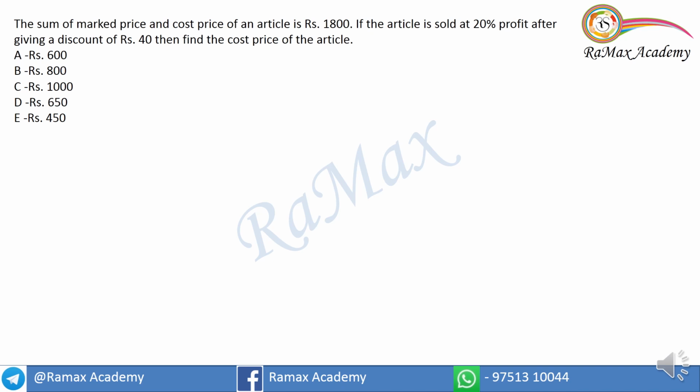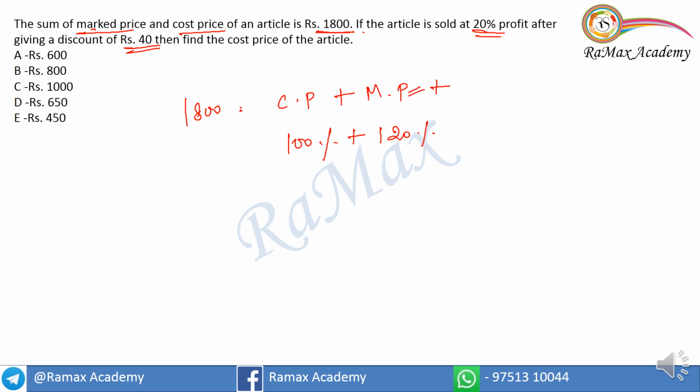The next one, another problem from the same topic, profit and loss. Here given sum of market price plus cost price is equal to 1800. Okay, 1800 is equal to cost price, which is 100%, then market price, okay, which is marked 20% profit, so 120% plus discount of rupees 40. When discount is given from market price, it becomes selling price. Okay, final selling price is 120% plus rupees 40.